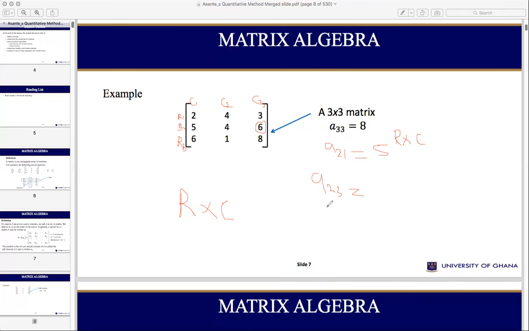I should give you another one. Yes, another one. So you look for A32. Good. So what of A11? All right. So now you understand it, right?